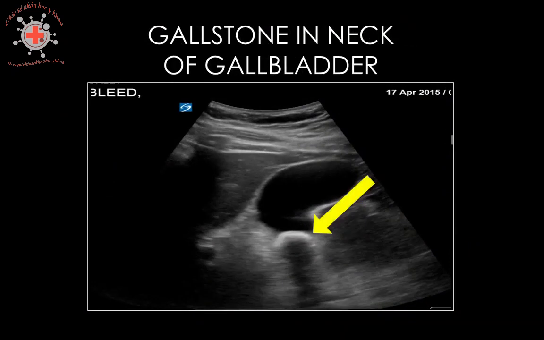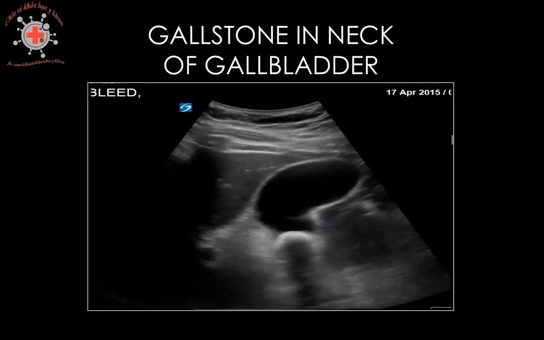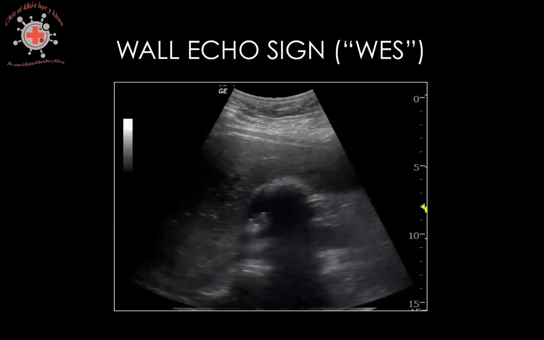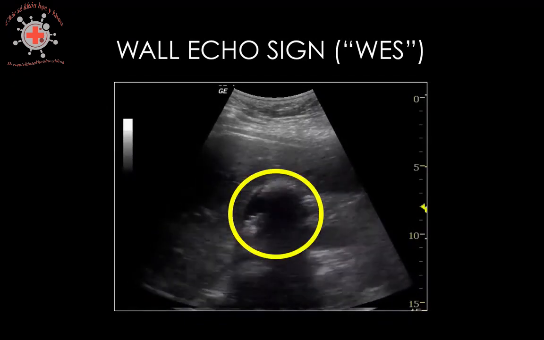Here we see one relatively large gallstone in the neck of the gallbladder. It is sometimes difficult to see stones in this position, but in this case it is made easier by the prominent acoustic shadow. This video demonstrates a finding that is often missed by the novice ultrasonographer. It is called wall echo sign. Here the gallbladder is full of gallstones.